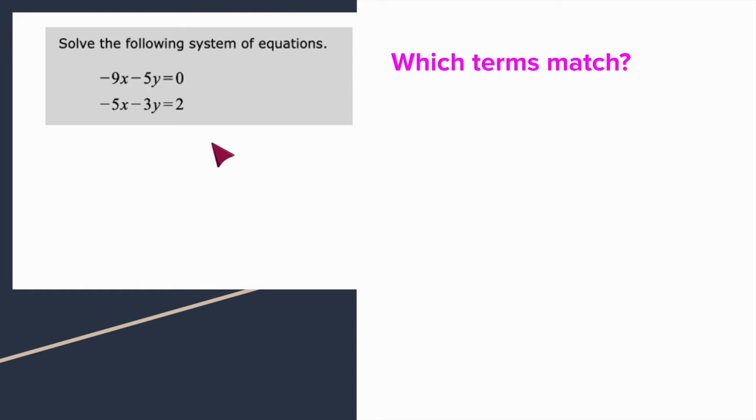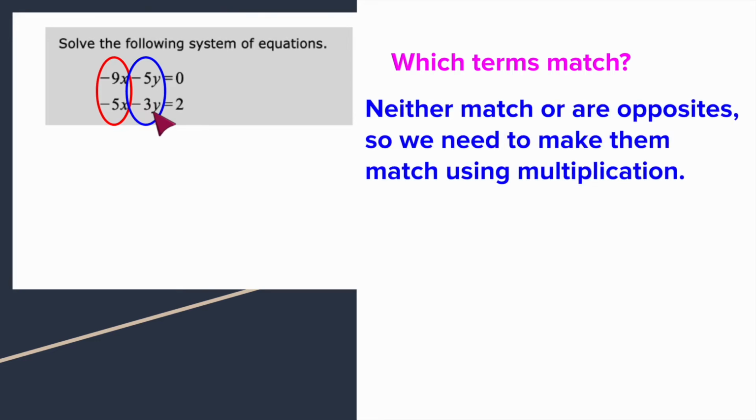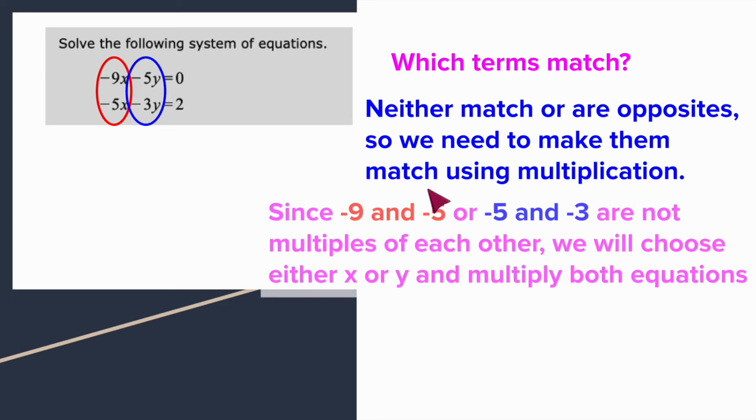All right, so we have another one of these, and again it says which terms match. So with this one I'm showing you -9 and -5, those don't match. -5 and -3, those don't match. So neither one matches. We're going to use multiplication again to figure this out.